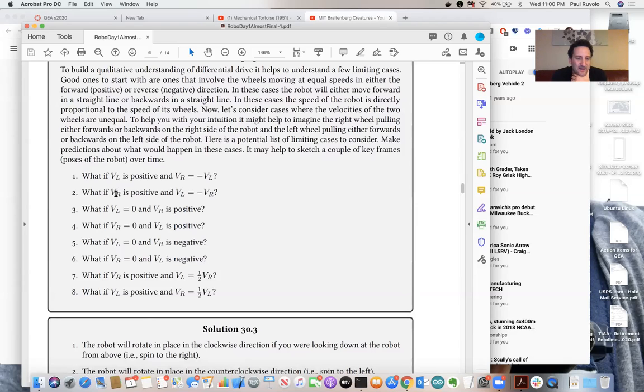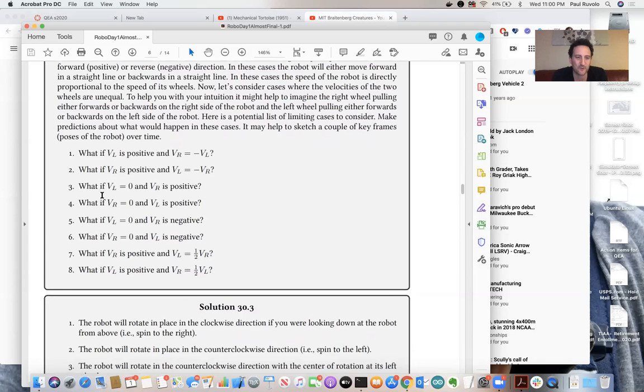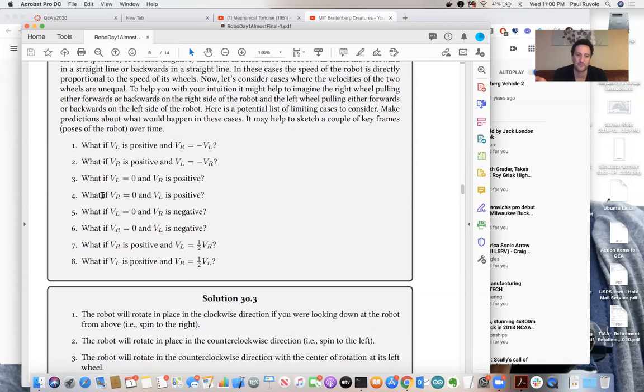Similarly, for the second problem, we just had the reverse situation. Instead, we would have the robot spinning counterclockwise. So we're going to have the right wheel pushing forward while the left wheel tugs the robot back. For these other ones, we're going to explore what happens if the left and right wheel velocities don't have equal magnitude.